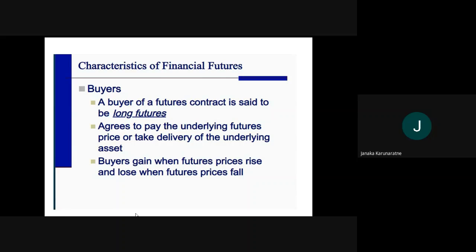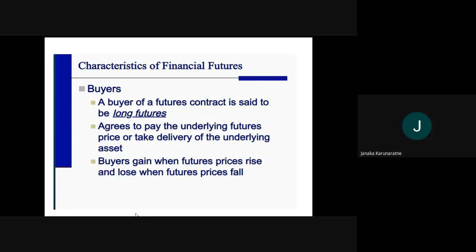Let's say NDB Bank, for example, bought a futures contract. So NDB Bank is the buyer, and the seller is, say, HSBC Bank. So there's a futures contract between NDB Bank and HSBC Bank. NDB Bank is the buyer, HSBC Bank is the seller. When the futures price goes up, who will benefit? NDB will benefit.